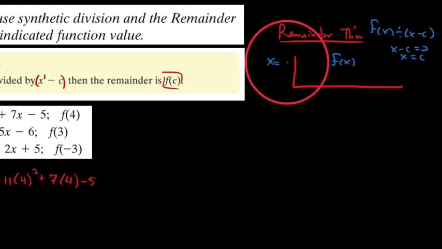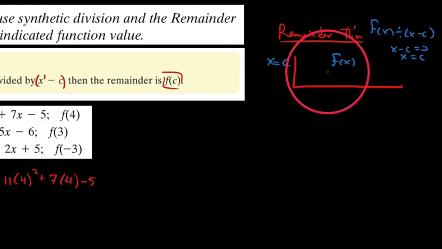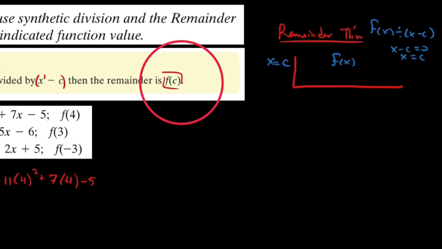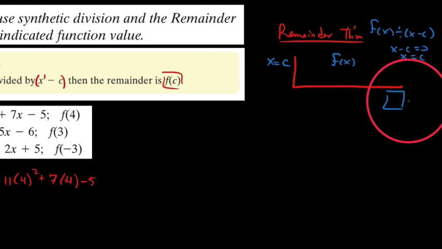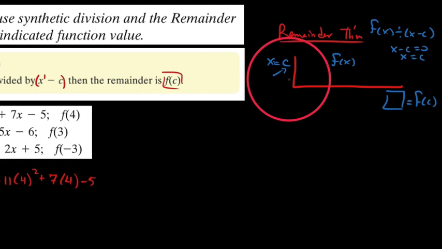So, of course, I would put c out here as my x value, but what it's saying is if you do this synthetic division, then the remainder that you get down here is not just any value, it's actually the y value you get when you plug this x value into your function.